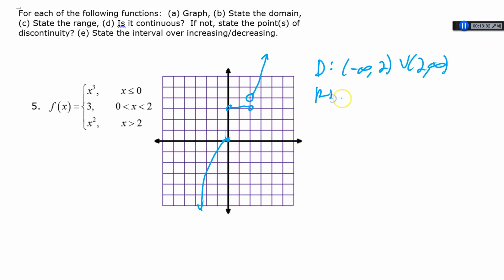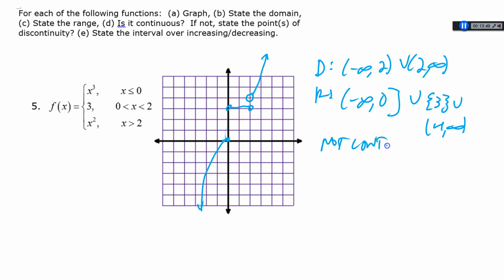The range: -infinity to 0, closed. And then we can get 3. This is going to be a weird one. And we can also get open parenthesis 4 to infinity. Continuous? No, not continuous. We have a jump at x equals 0 and x equals 2.